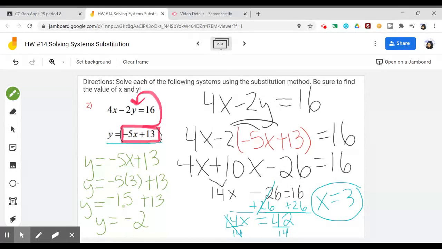So now I've found my x coordinate. I've found my y coordinate. So I could finally answer where these lines would intersect. And these lines would intersect at the point 3 comma negative 2.